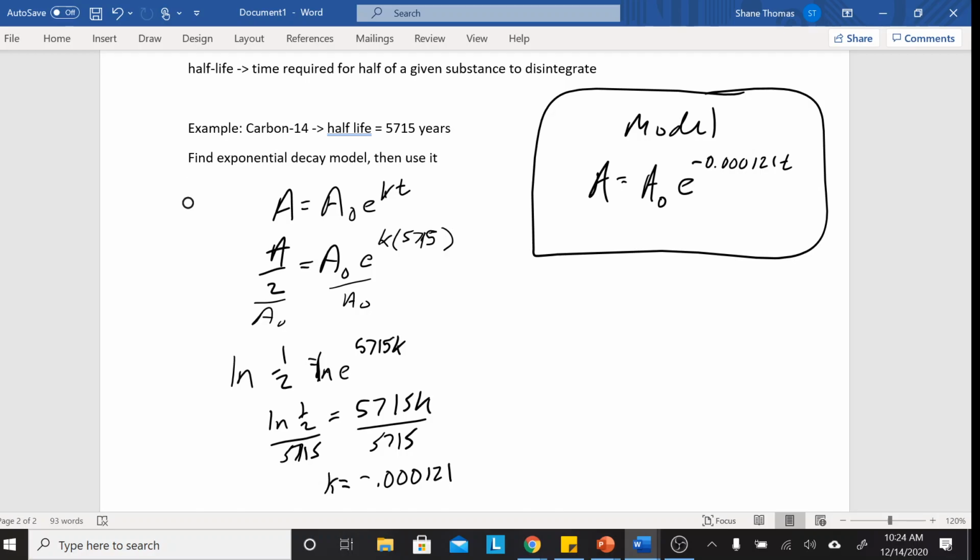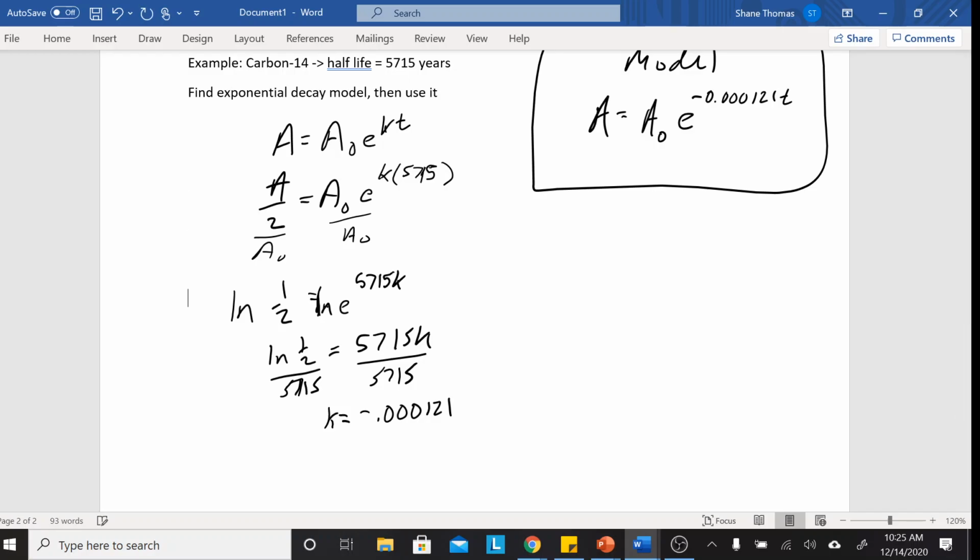All right, so there's my model for using the decay model for carbon-14. You guys with me on how we got that? All right, so now let's use this. This is actually a realistic problem. So 1947, the Dead Sea Scrolls. You guys know what the Dead Sea Scrolls are? They were found with 76% of their original carbon-14.